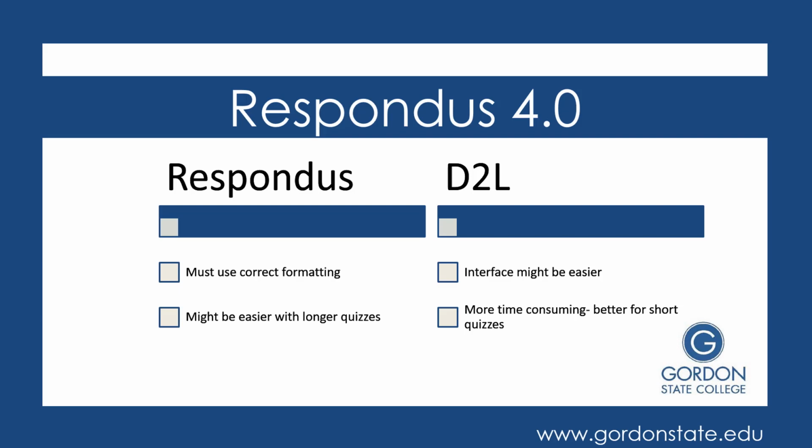It is somewhat maybe easier if you have longer quizzes or quizzes that have a lot of questions in them, because you are able to type them very quickly in Word and format them versus having to type them in individually in D2L. Now D2L, building your quiz straight within D2L, the interface itself might be a little bit easier because you don't have to worry about specific formatting. It is potentially more time consuming though, and better for shorter quizzes because you are having to build each quiz at a time, while with Respondus, you put all your questions in that one Word document and ship them in.